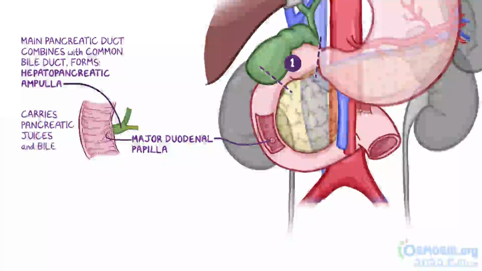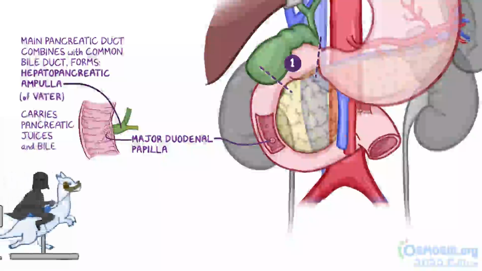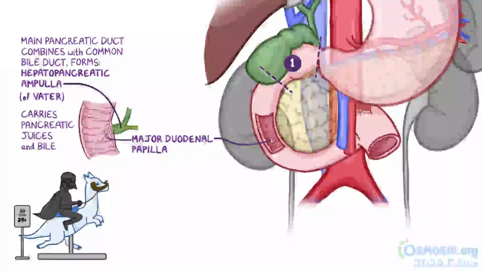Of note, these can also be referred to as the papilla of Vater and ampulla of Vater respectively, not to be confused with the popular Darth Vader. Sometimes, above the major duodenal papilla, there is also a minor duodenal papilla where the accessory pancreatic duct opens.